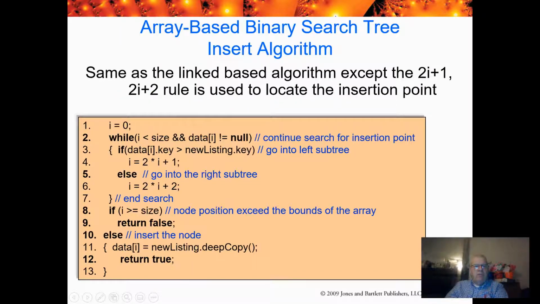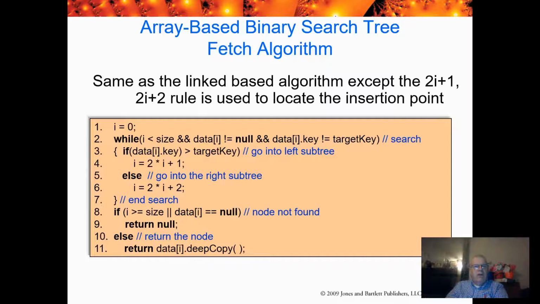So the insert algorithm is fairly simple. We check to see whether we want to go into the left or the right subtree, and then, instead of using the left child and right child pointers, we use the rule 2i plus 1 to go left and 2i plus 2 to go right. And then when we find the right space, we insert the element in the ith node. Similarly, the fetch algorithm uses the 2i plus 1, 2i plus 2 rule the same way.